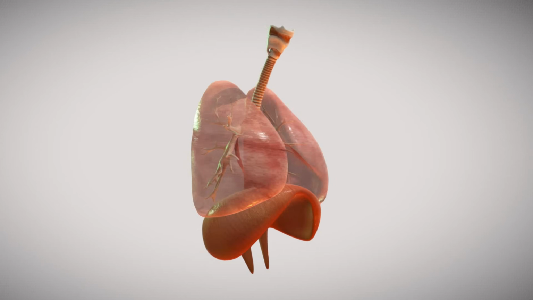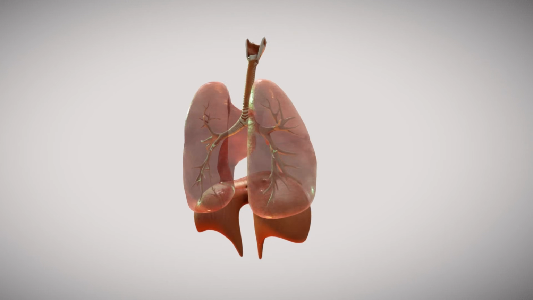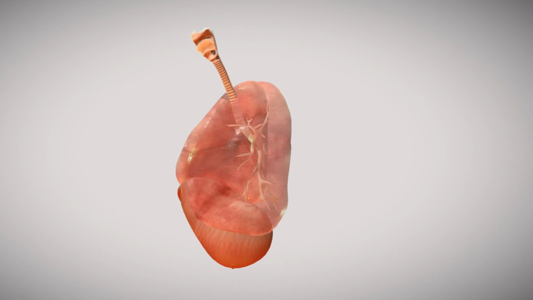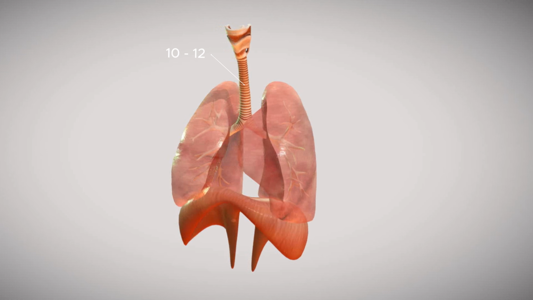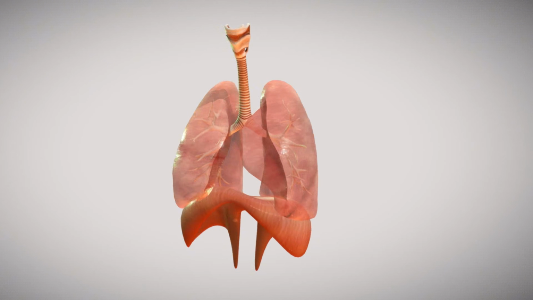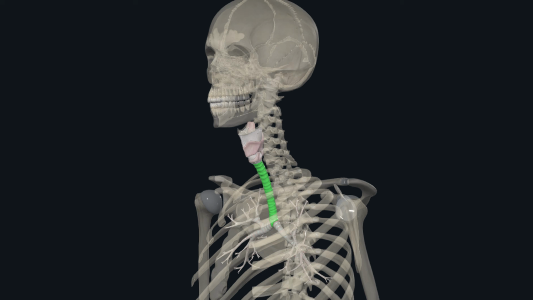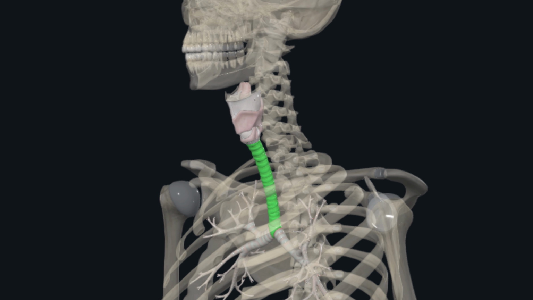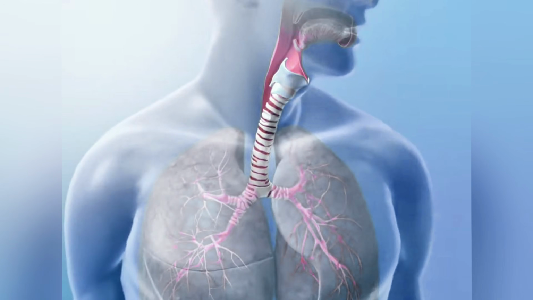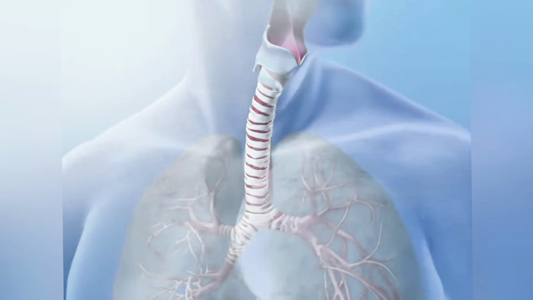The trachea is also commonly called the windpipe. It is a hollow cylindrical tube that is approximately 10 to 12 centimeters long, with a diameter of roughly 2 centimeters. It starts from the larynx and extends down into the chest. The wall of the trachea contains 16 to 20 C-shaped cartilage rings.